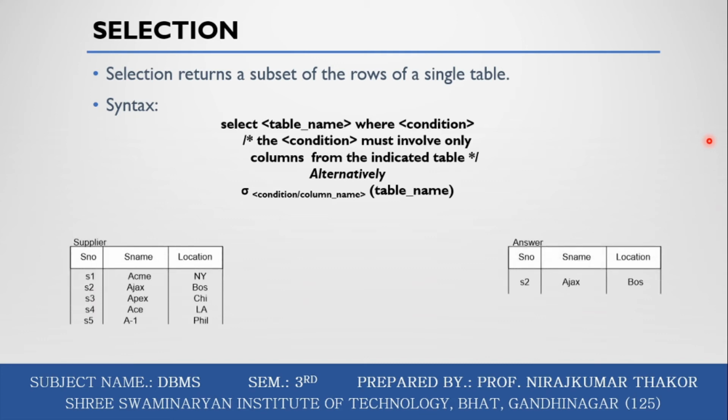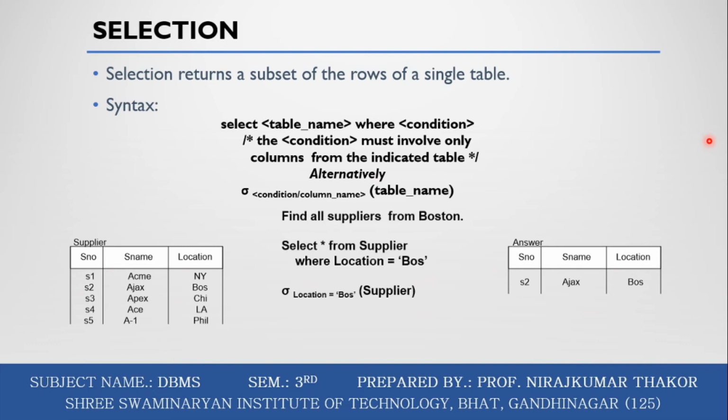Let's see, we have seen this is the supplier table. We have 3 columns. The first one is the serial number, the second one is the serial name, and the third one is the locations. Now the question is to find all suppliers from Boston. So now: select star from supplier where location is equal to Boston.